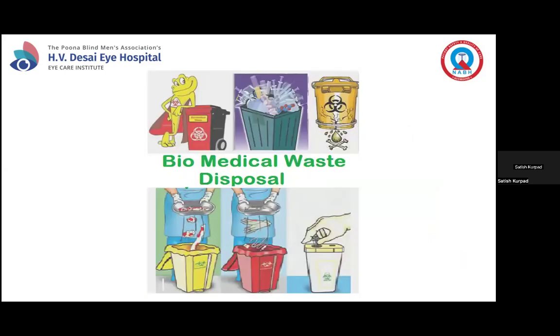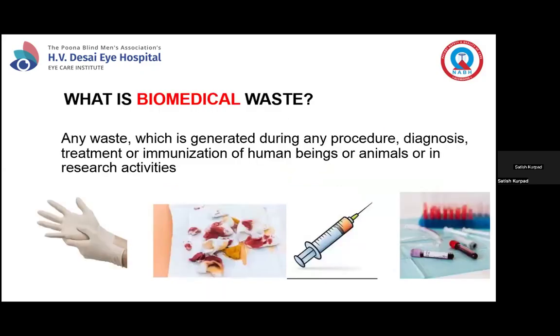The most important part of infection control is biomedical waste disposal. What is biomedical waste? Any waste which is generated during any procedure, diagnosis, treatment, or immunization of a human being or animal, or in research activity, or in the eye bank.